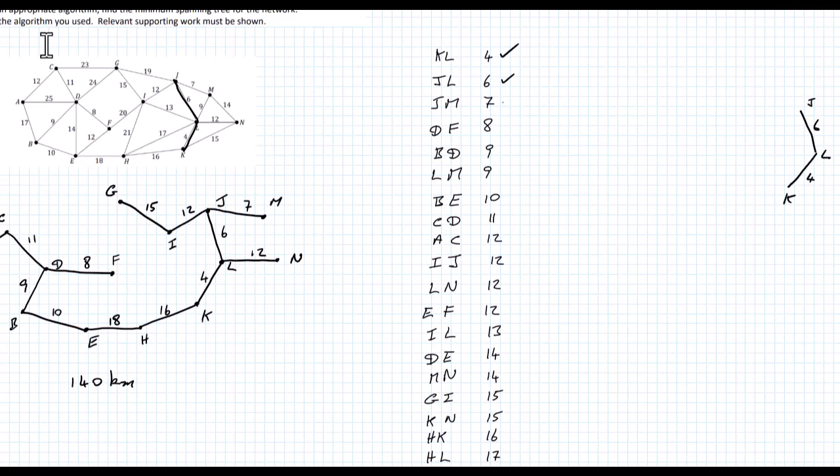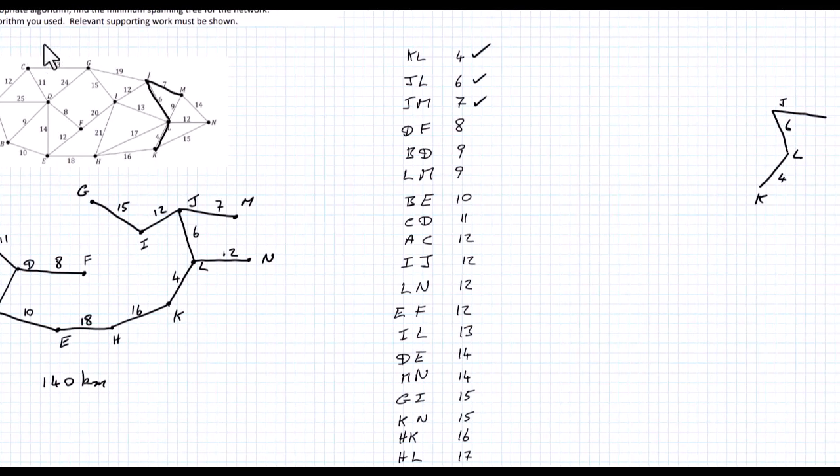Now J to M then is 7, so let's do that one. J to M, which is 7, which is this one here, so I'll just draw that one in. J to M, and that's 7. D to F, so D to F is along here, so I'll draw that one, let's say here, D to F, and that's 8.